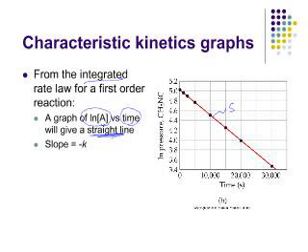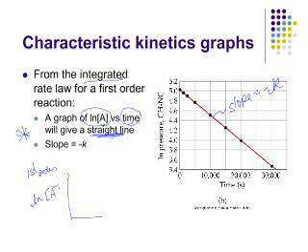And the slope of the line, you'll notice it's got a negative slope. The slope is equal to the negative value of k. So if you determine the slope, you can then find the value of the rate constant, which is a great thing. You absolutely need to know this. You need to know that for first order, your y-axis is the natural log of the concentration versus time, and that you're going to get a straight line. You have to know this. This is really important.